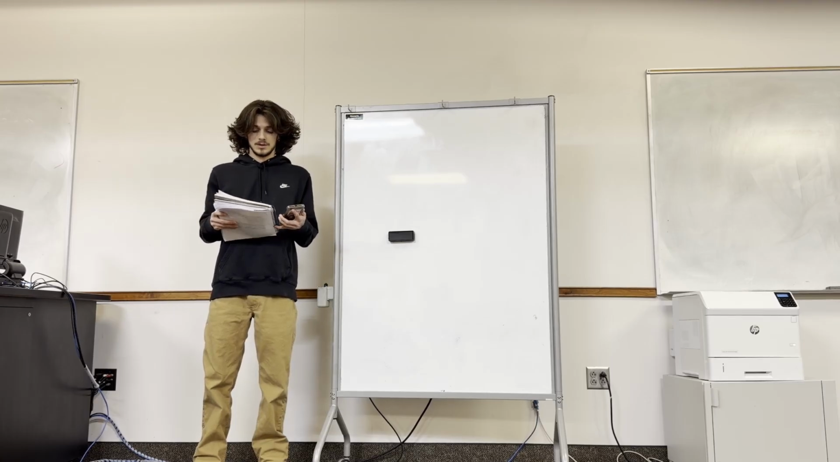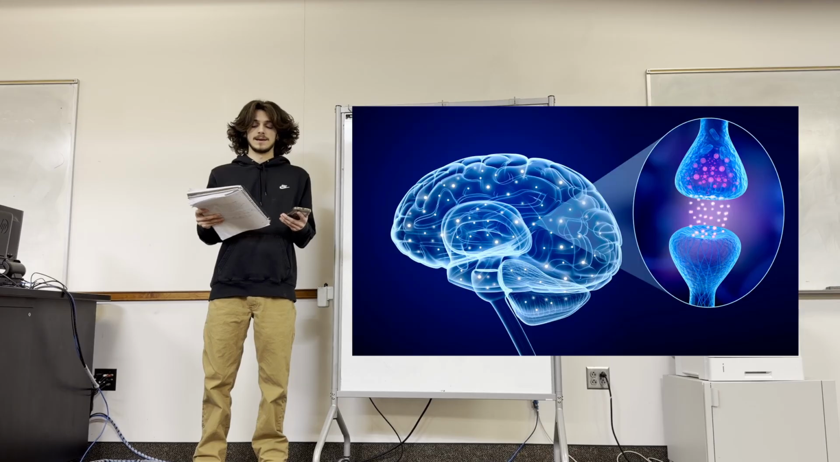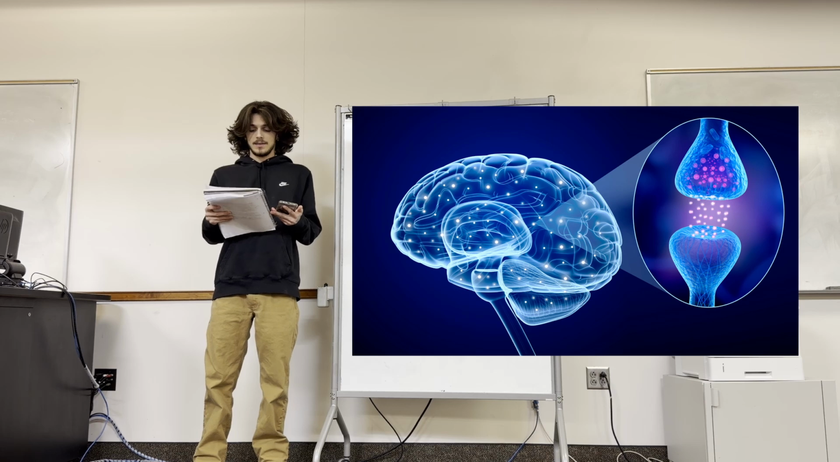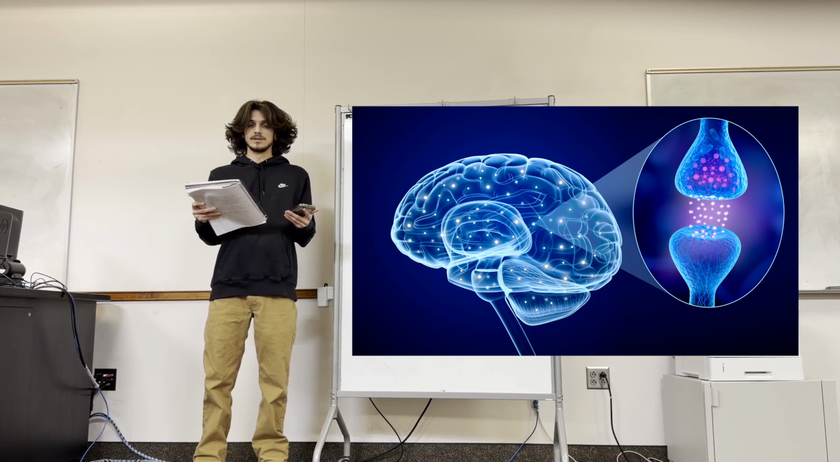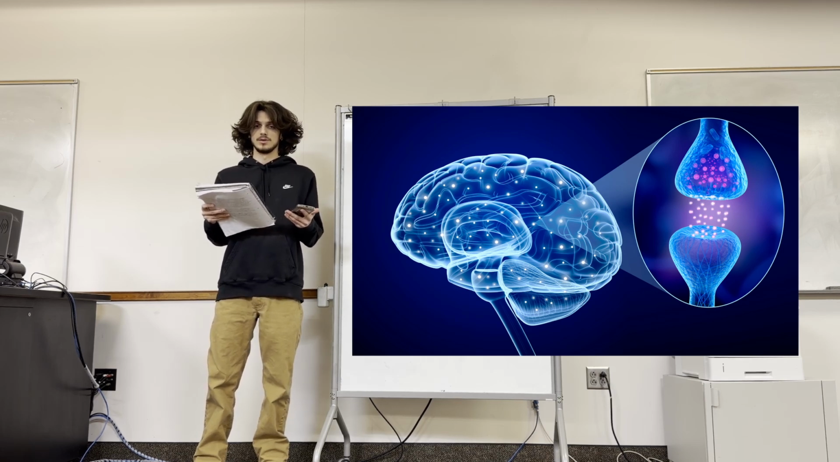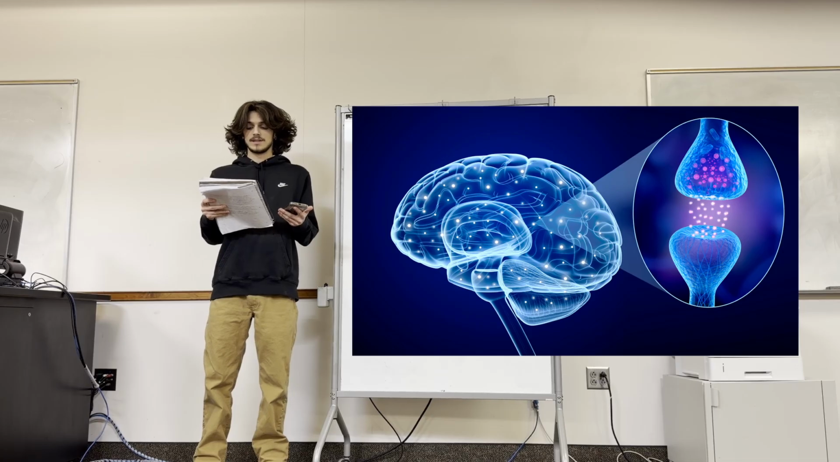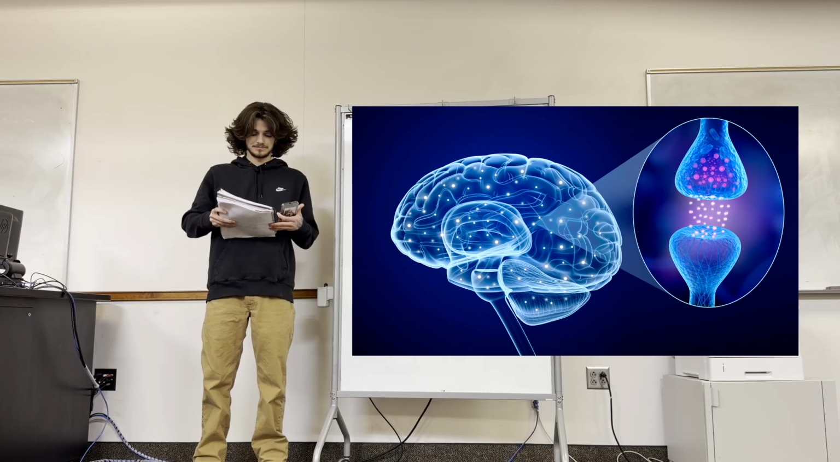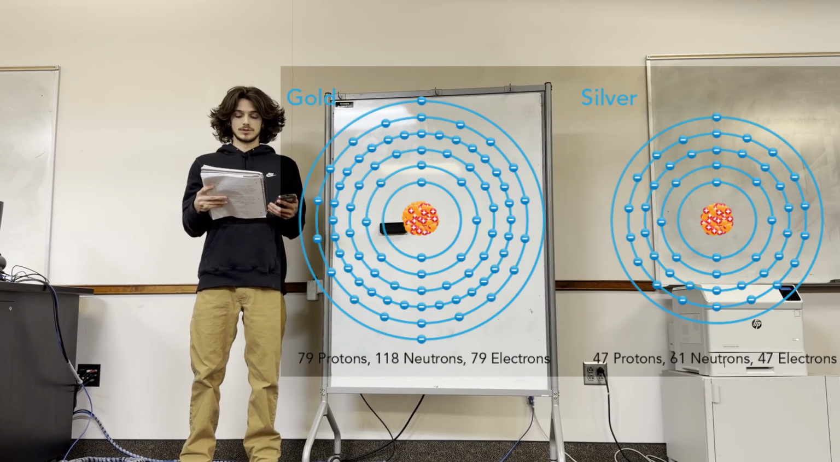So brain memory relies on synapses, and synapses are places in the brain where neurons can communicate using electrical signals. And the plasticity of synapses can increase or decrease depending on how much they're used. The stronger the synapses are, the easier it becomes for electrons to communicate at them, which is how memory in the brain works. Now, gold and silver have very similar structures.